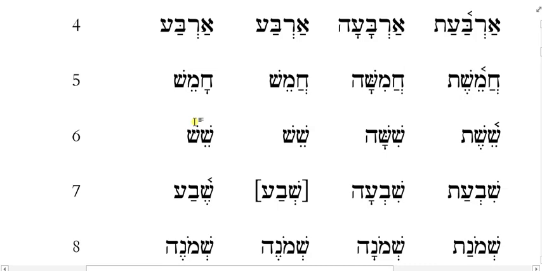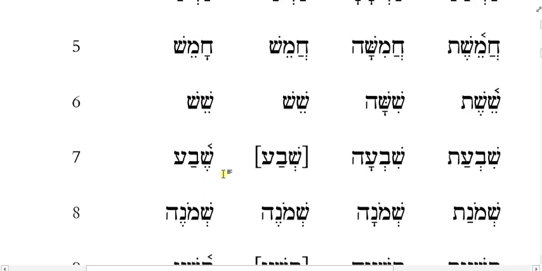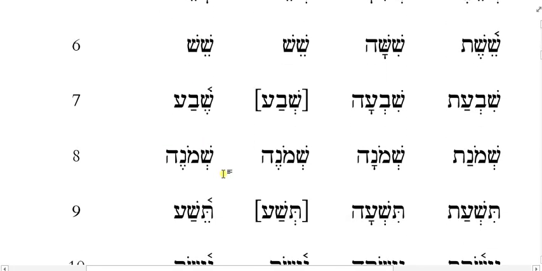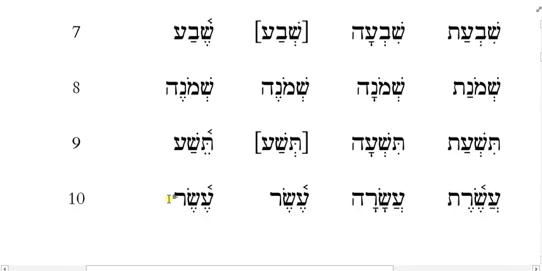Now, how many of you know Spanish? You know the number 6 in Spanish? It's seis, and it sounds a lot like shesh, doesn't it? Yeah, so you can remember that. Sheva is the number 7. Shimone is 8. Tesha, 9. And Eser is the number 10. Now, these are the masculine forms of the numbers.